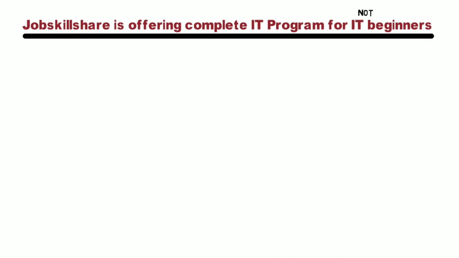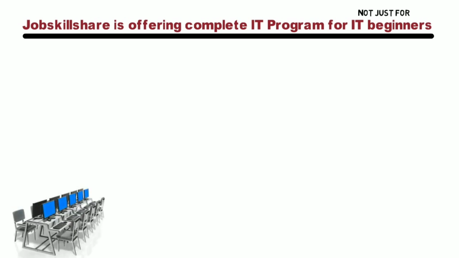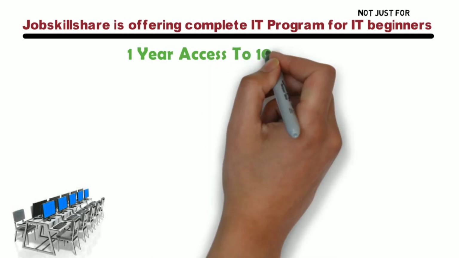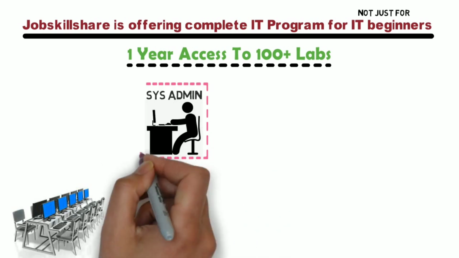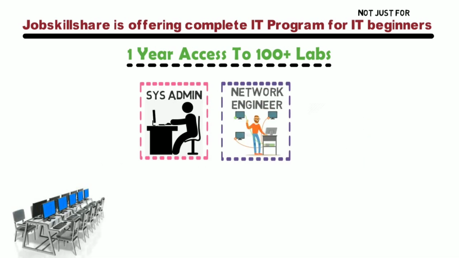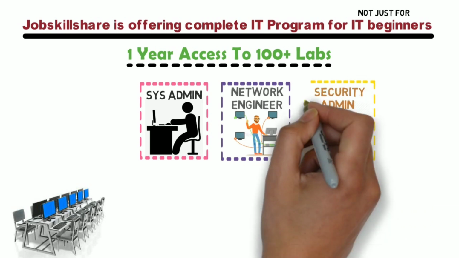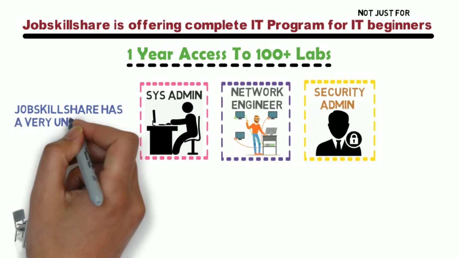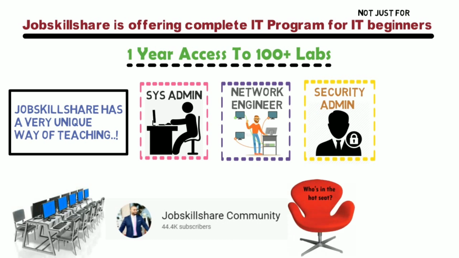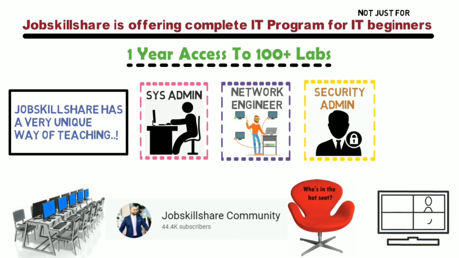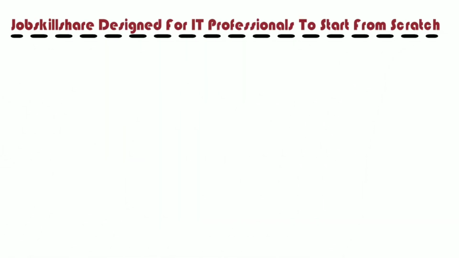So this is where Jobskillshare basically was born out of a problem, where we give you a complete IT program for IT beginners. Now, this program is not just for IT beginners anymore, because we give powerful access like practice lab, library access, where you get 1 year access to 100 plus labs, where you can make a decision that, okay, I want to become a sysadmin, so I'll take these courses. If you want to become a network engineer, you can take different labs. If you want to become a security admin, then you can take your labs. This is where Jobskillshare has a very unique way of teaching. We have a YouTube channel where we test users for hot seat. We have different type of features that we get involved with users one-on-one and hands-on through Discord communities. This is a platform designed for IT professionals to start from scratch and fully get a job.